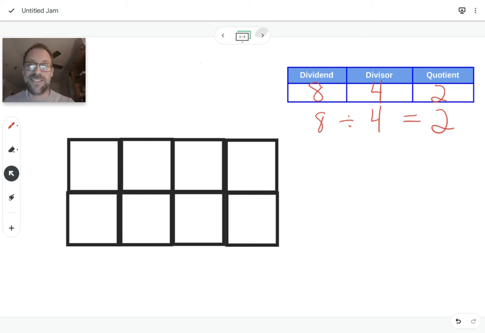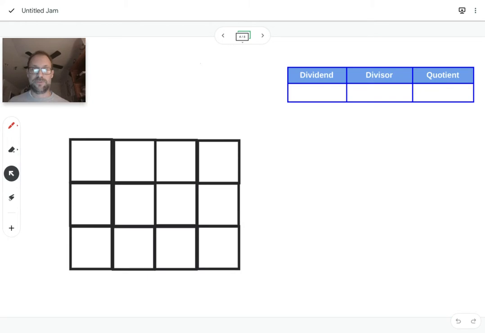All right, let's try this again with a different amount. Okay, here we have a starting amount of 12. Now you're going to help me starting with this example here, okay? So the amount that we start with is called our dividend. That's 12 in this case, right? Do you see the 12? 1, 2, 3, 4, 5, 6, 7, 8, 9, 10, 11, 12, right?